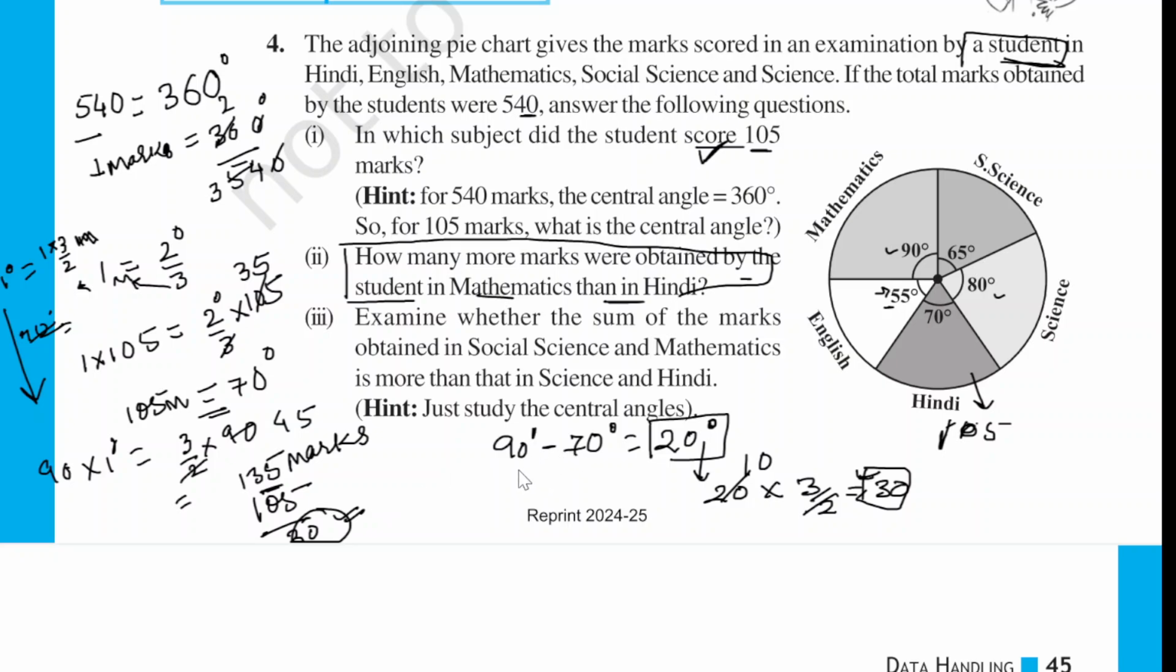In this method we found the difference of central angles, and then converted the central angle to marks. In the other method, we first converted the central angle for maths into the numerical value of marks, and then since we had already found the numerical value of marks for Hindi, we just subtracted those two marks.